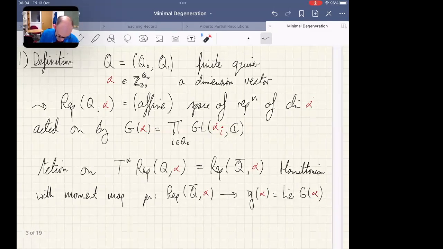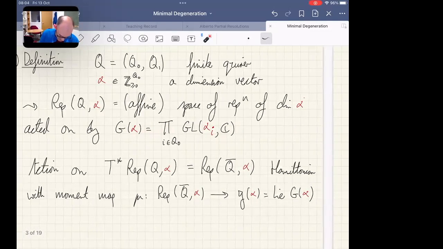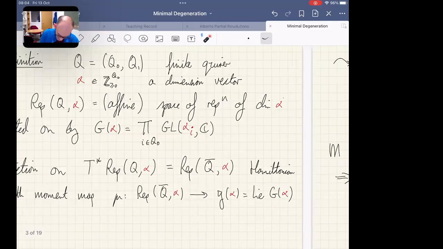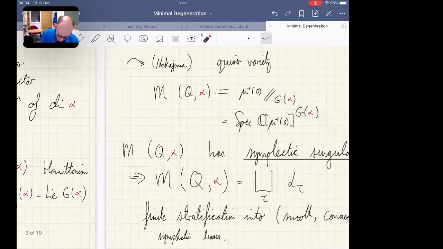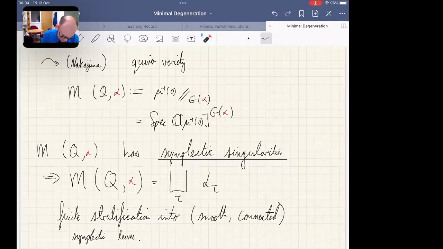And then we just perform Hamiltonian reduction to get the quiver variety. Okay, so these are Nakajima quiver varieties. And as I said, it's just Hamiltonian reduction. So you take the preimage of 0 under this moment map, and then you quotient by the action of G. Okay, and so formally, this is just spec of the invariant ring for the action of G.